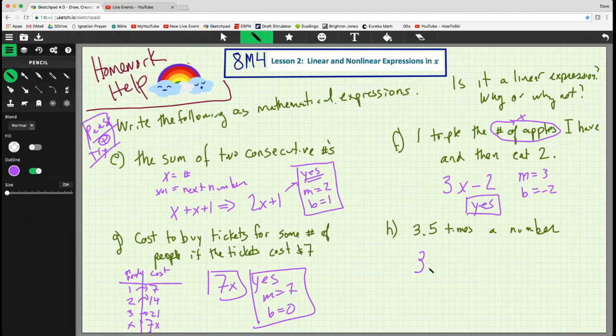3.5 times the number, we're back into easier mode, 3.5x, and the answer is yes. M equals 3.5, and B equals 0.